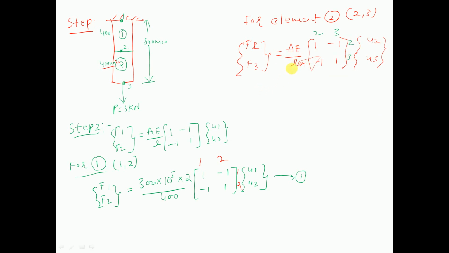And similarly AE by L, we have to substitute A is equal to 300, E is equal to 2 into 10 power 5 and by 400. Okay, then this is equation number 2.